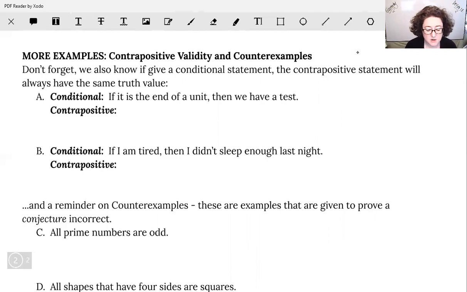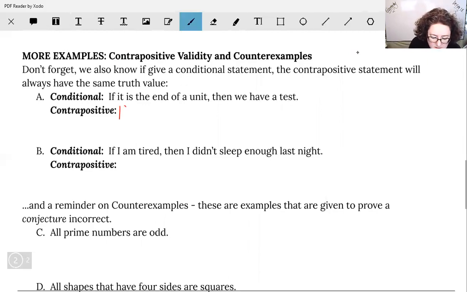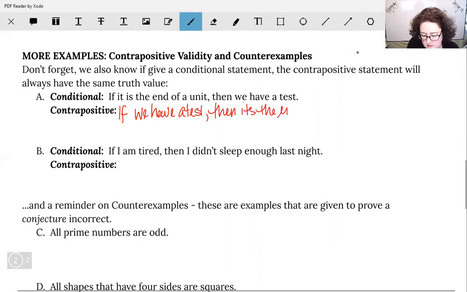So let's look at this. So first example A, conditional. If it's the end of the unit, then we have a test. Okay, so contrapositive, again, how do we write those again? And switch and flip. You're going to switch the order, flip the negation. So contrapositive statement says, if we have a test, then it's the end of the unit.